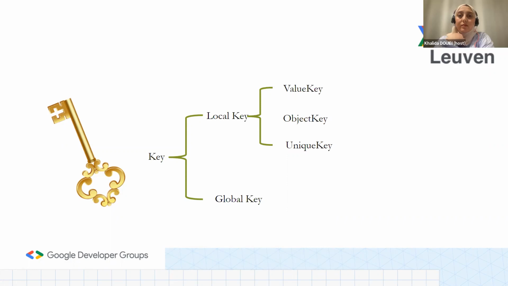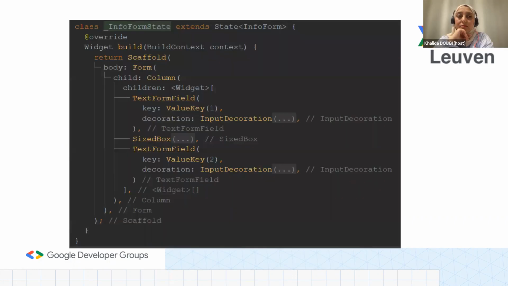Unique key is unique for your application on that particular form. It will identify that widget through that unique key. And global key is also unique for that particular widget, but throughout your application. That is the difference between unique key and global key: unique key within the form, global key throughout the application. So I assigned the value key for these text form fields. If you see, with the key parameter, value key 1, and for the second text form field, I assigned the key parameter value key 2.